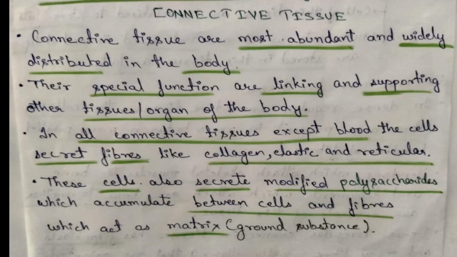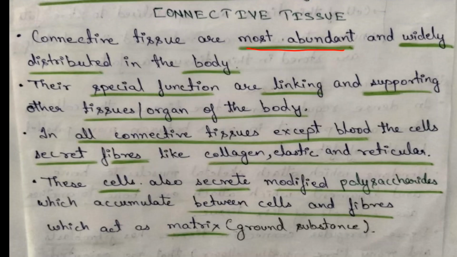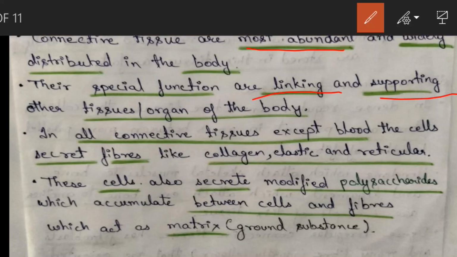Next we look at connective tissue. Connective tissue is the most abundant and widely distributed in the body. So you have to remember this, connective tissue is most abundant. Their special function is linking and supporting other tissues of the body. So their function is linking and supporting.